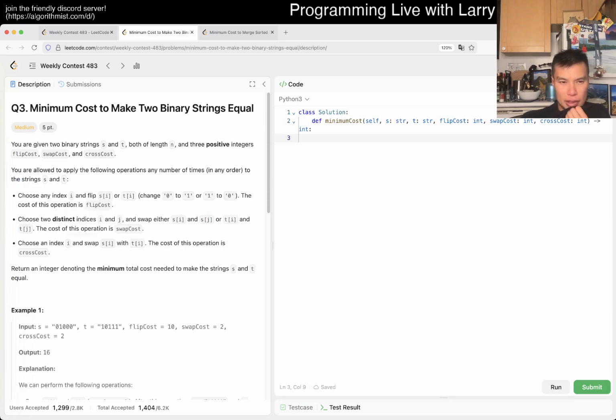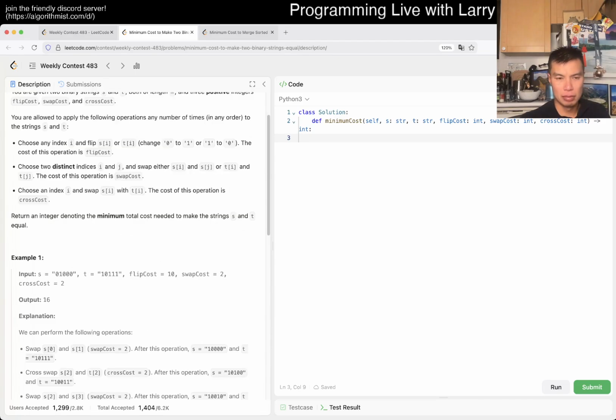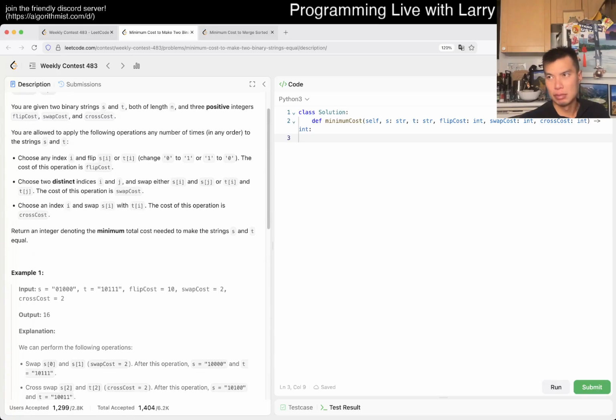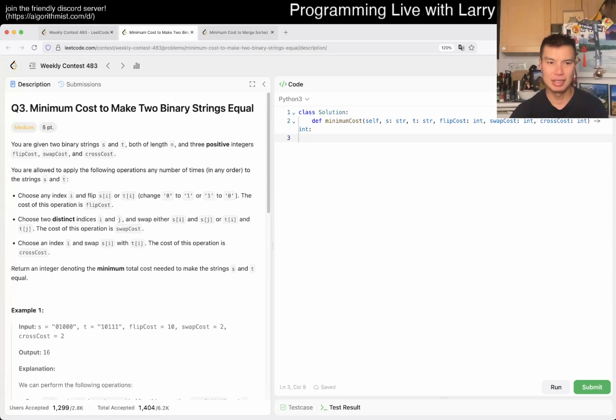Swap. What is cross again? Would they ever do cross? I guess you do a cross and then a swap like they did here. You only do a cross and a swap. Alright, I think it just becomes like an enumeration thing. So you can always use a flip to get rid of it.